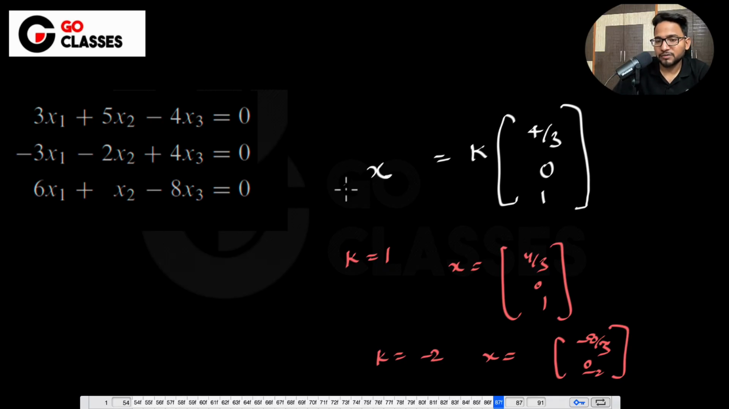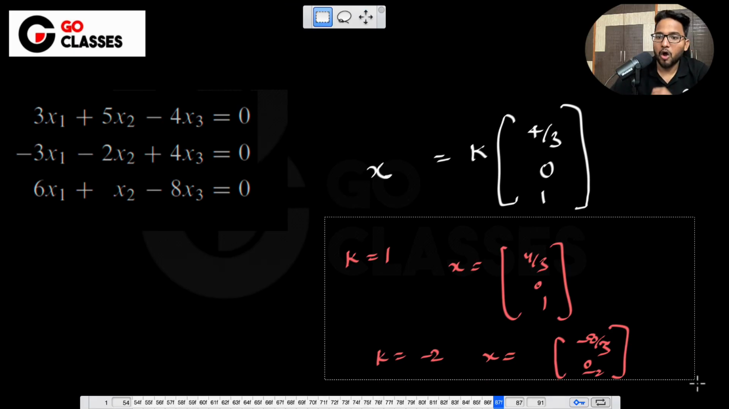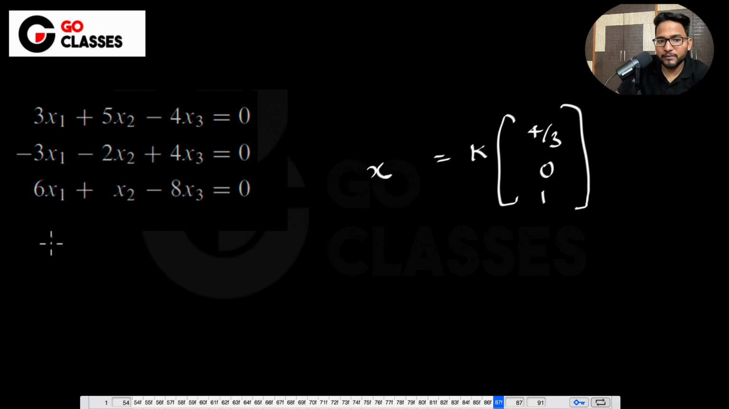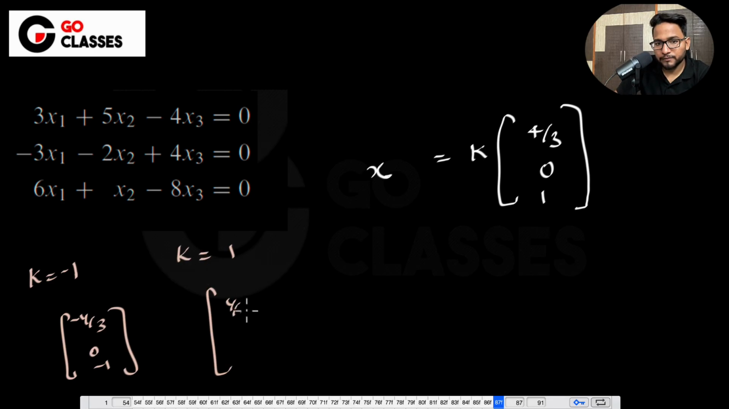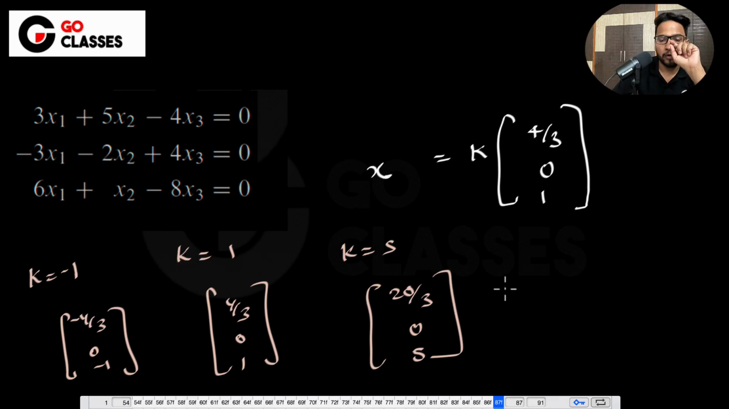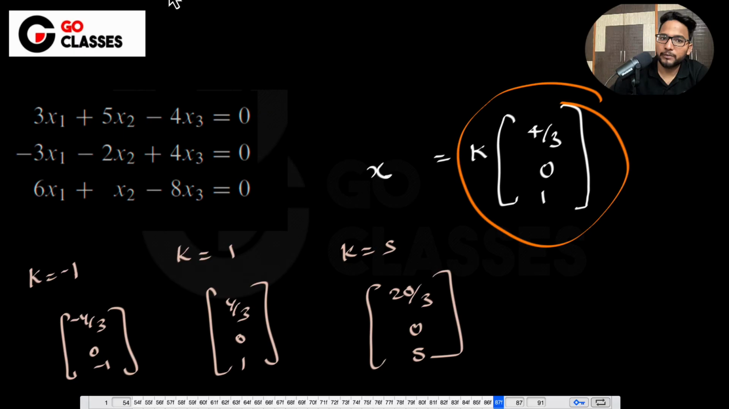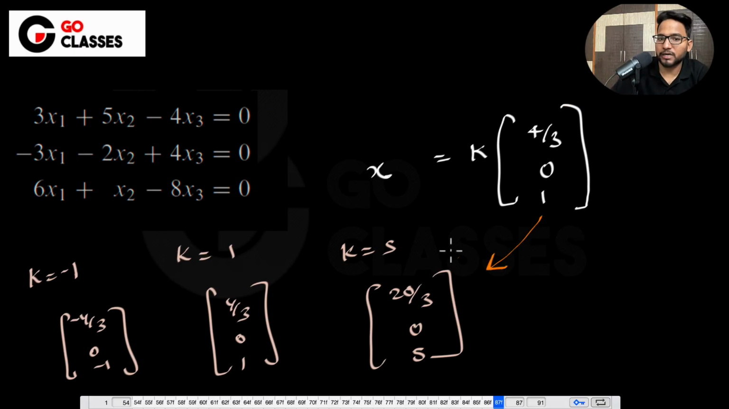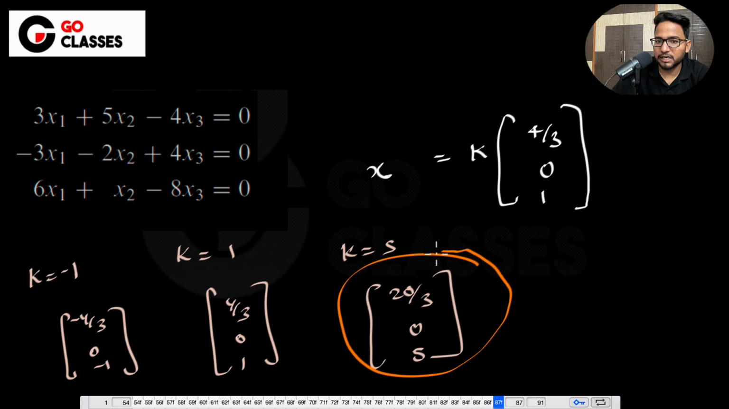But now you may ask the next question: there are infinitely many solutions which look something like this, then how many are linearly independent? There are infinitely many solutions, I completely agree, which means for k equal to minus 1, you will say this is one solution. For k equal to plus 1, you will say this is another solution, right? For k equal to 5, you will say this is another solution. But how many of these are linearly independent? If I ask you that, what is your answer? There is only one vector which is linearly independent, which means all other vectors are linearly dependent on this vector.